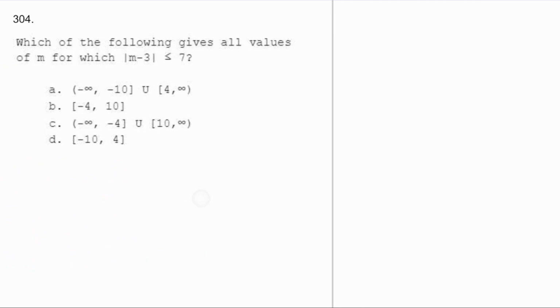304, okay, this is an inequality, so we're going to approach it more or less the same way. We're going to get the absolute value isolated. It already is. And then we're going to just kind of think about numbers, which is what I recommended you do. So where is the absolute value of a number less than or equal to 7? Well, that would be between negative 7 and 7.